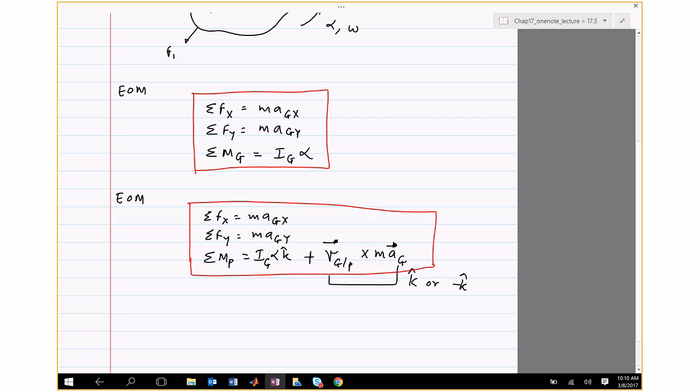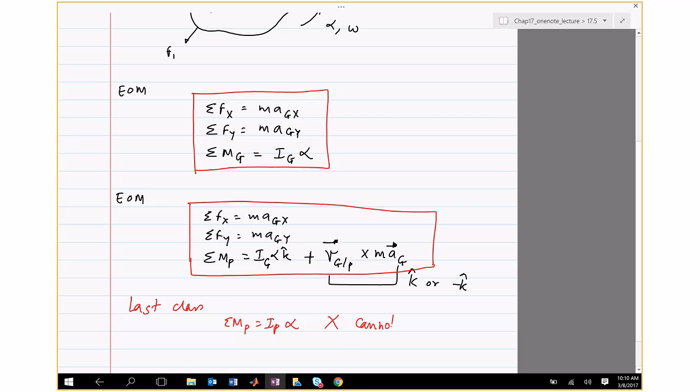Okay. The reason why this is slightly different from the previous class. I told you that you can write M_P equals I_P times alpha. Remember? So last class we wrote M_P is I_P times alpha, right? You cannot do something like this for general planar motion, and the reason is because when the body is accelerating, the point P is accelerating. When point P accelerates, you cannot use this equation.